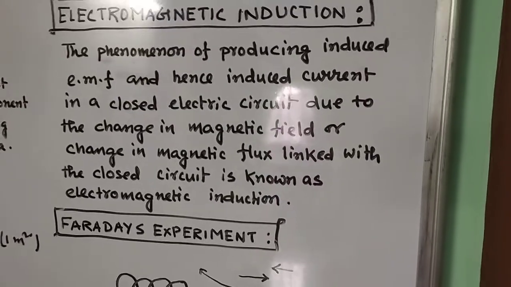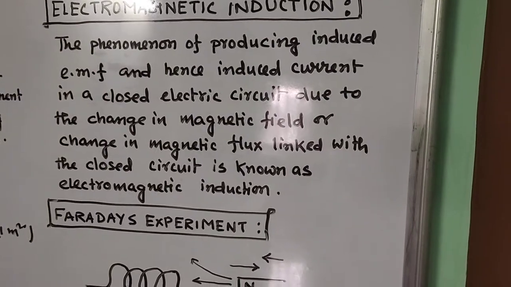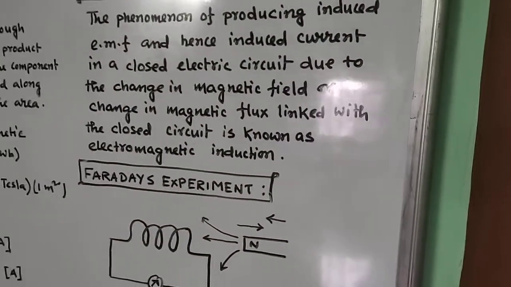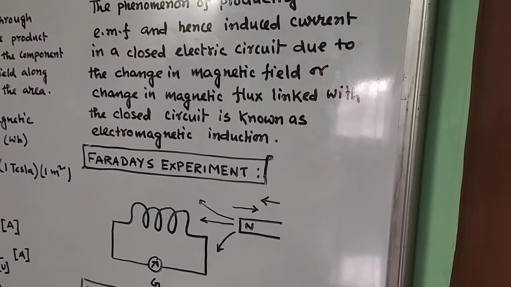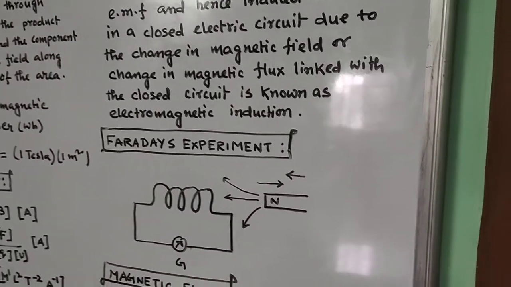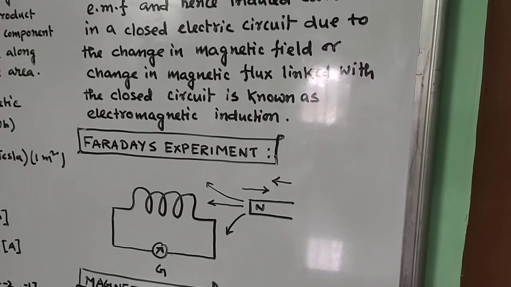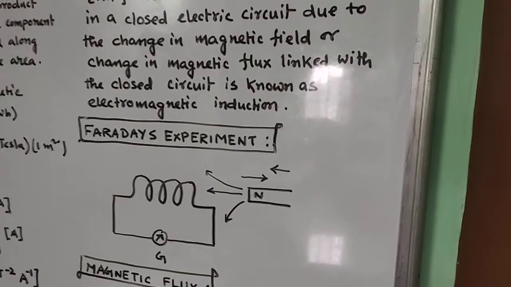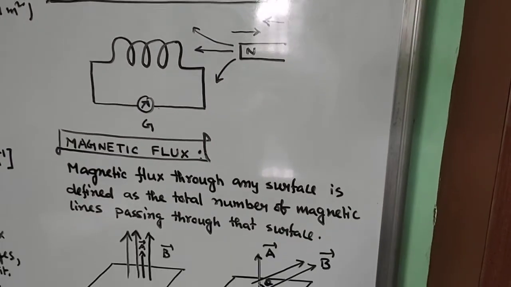So as per the statement, the phenomenon of producing induced EMF, and hence induced current, in a closed electric circuit due to the change in magnetic field or change in magnetic flux linked with the closed circuit is known as electromagnetic induction. I think you have understood what electromagnetic induction is and how we can induce EMF and current by varying the field lines. Now the next topic which we are going to discuss is magnetic flux.